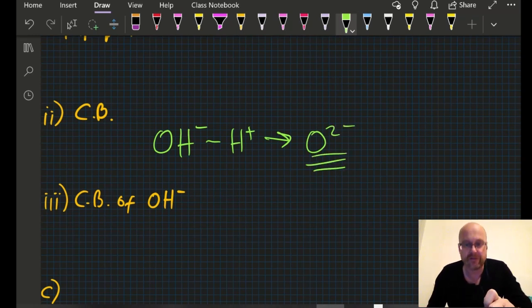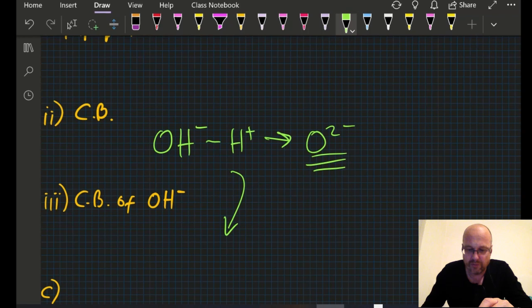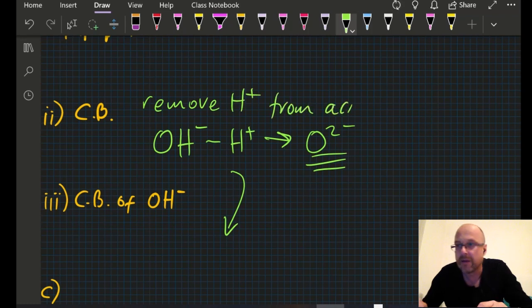So I did 2 questions in one there. So conjugate base, remove a proton, and the next one is it makes O2 minus. So conjugate base: remove a proton from an acid. Nice.